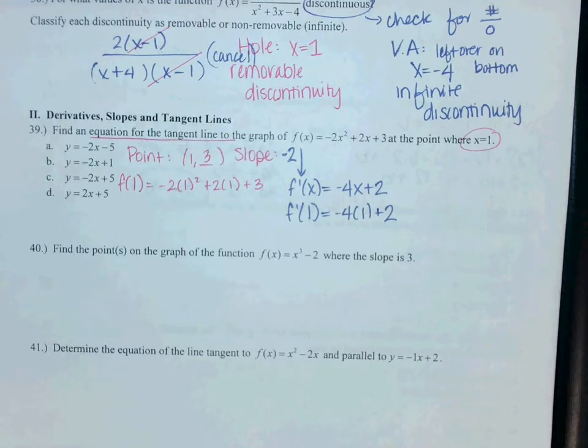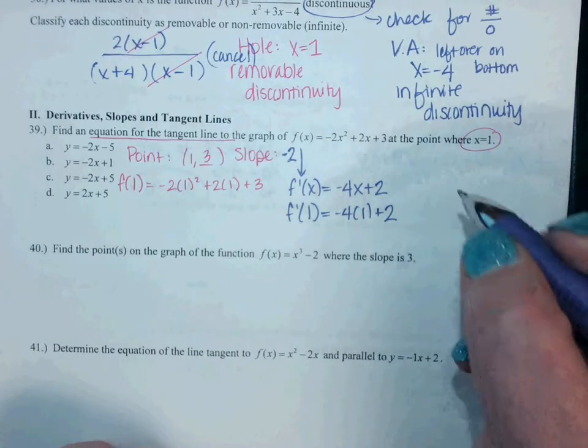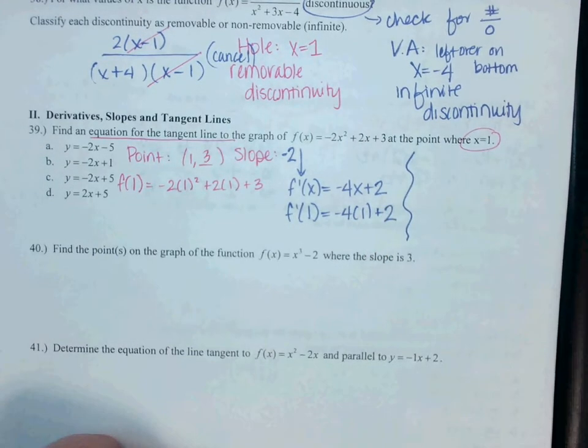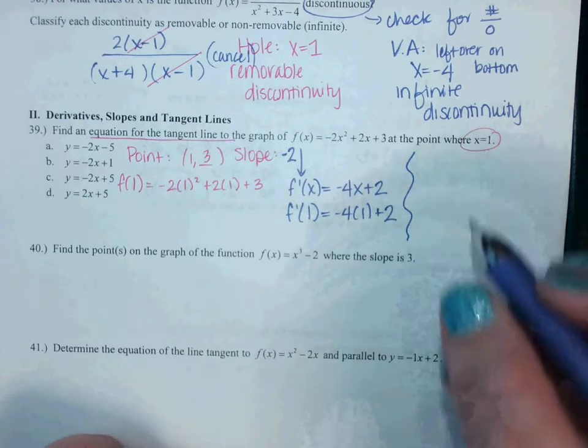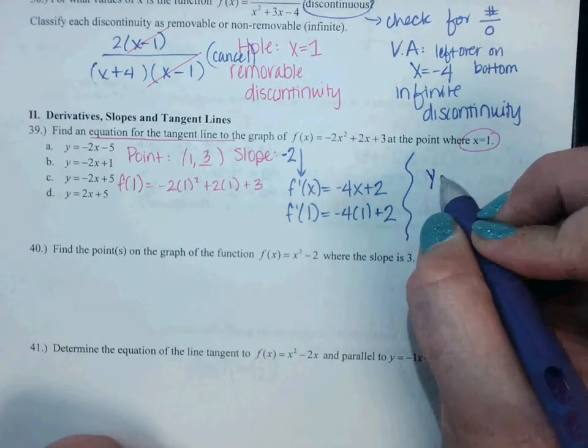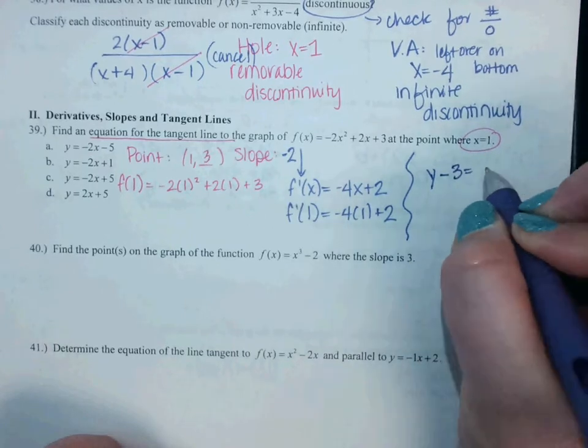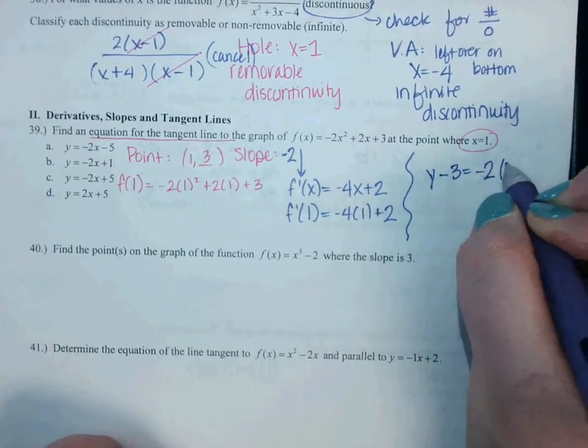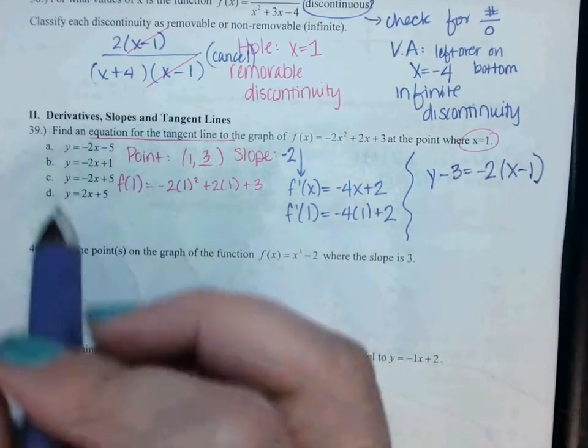Okay, then from there, what do I do? Point slope form. Now, look at your answers. Are any of those in point slope? No, they're in y equal. But you can easily fix that. You put it in point slope, then solve it to match one of those. So I'll have y minus 3 equals negative 2 for my slope, x minus 1. Make it look like this.